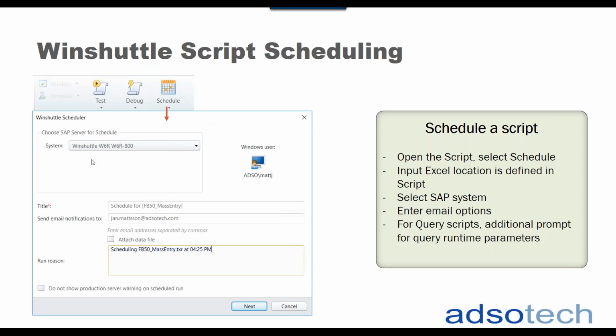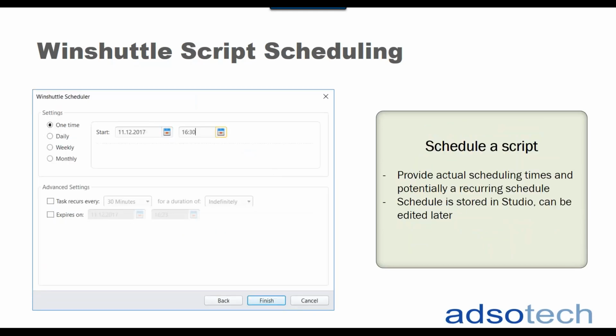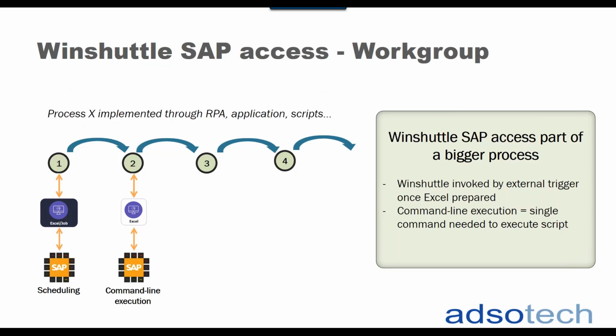But then when you press the schedule, you will select the system, and you have some options to send an email when it finishes, if you like. You can also attach the data file with the email. So you can, for example, send an email to a group of people or to yourself that the execution has completed. And then you also can specify the exact schedule. So you have the same scheduling options that you have in Windows Task Manager as well. And you can here define exactly how you want this or when you want this to be executed.